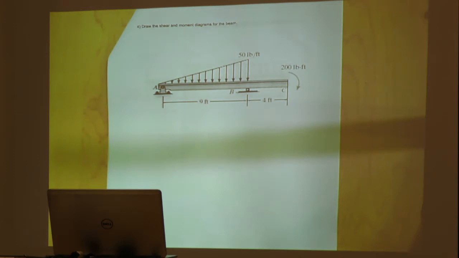So what's the first step for a shear moment? Free body diagram. Very good. So what's going to be on our free body diagram? Yeah, so what type of support do we have at A? A pin. So what type of reactions do we have? AY and AX. What about at B? What type of support is that? It's a roller. Very good. And what type of reaction do we get?